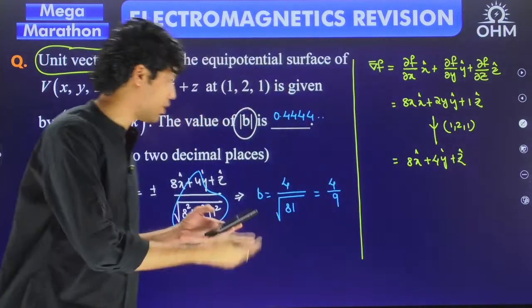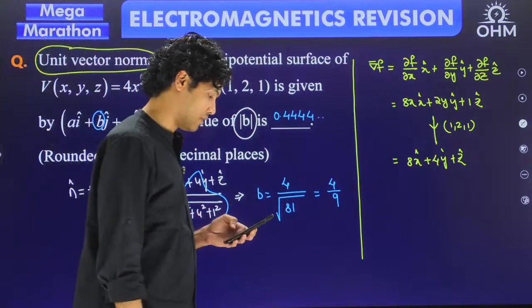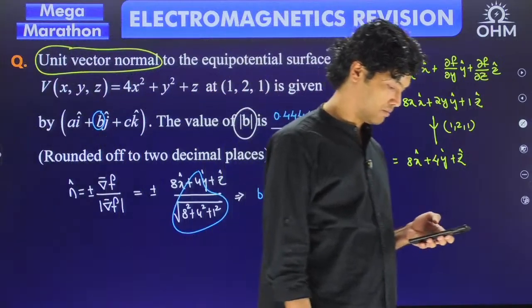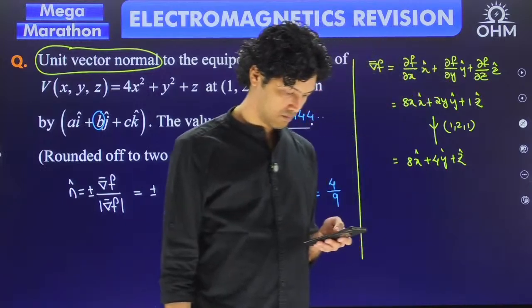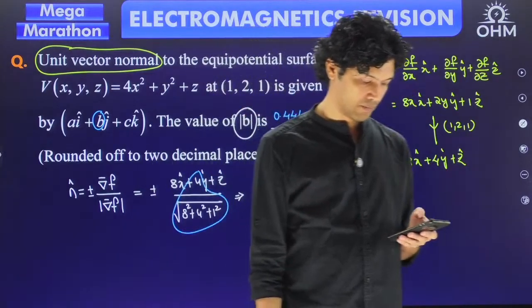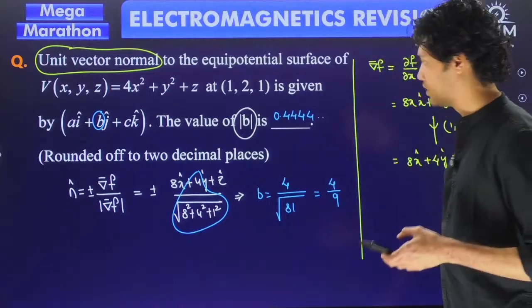Okay, so 0.44. You can round off to 0.44 as a correct answer, right? Yeah. Yes. Next question.